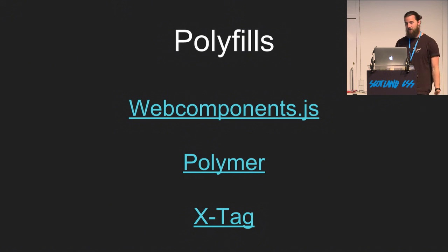If you want to have a play about with it in some of those browsers without just doing it natively, there are polyfills available. So there's webcomponents.js, Polymer, and Xtag. Some smart people at Mozilla and Google have put those bottom two together. And they basically polyfill the API so that you can use elements of the Shadow DOM now.